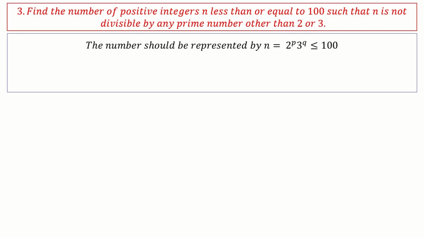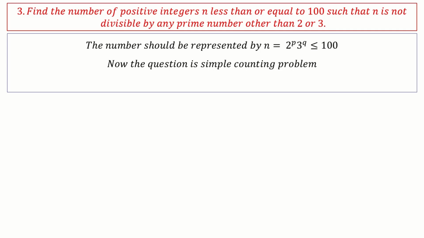The number should be represented in the form of n equal to 2 to the power of p times 3 to the power of q, which should be less than or equal to 100, right? Only then do you get divisibility by 2 or 3. Okay. So no other prime should be dividing this number.